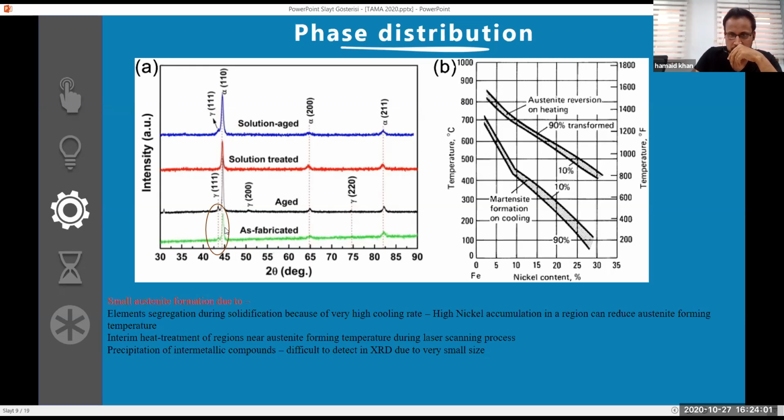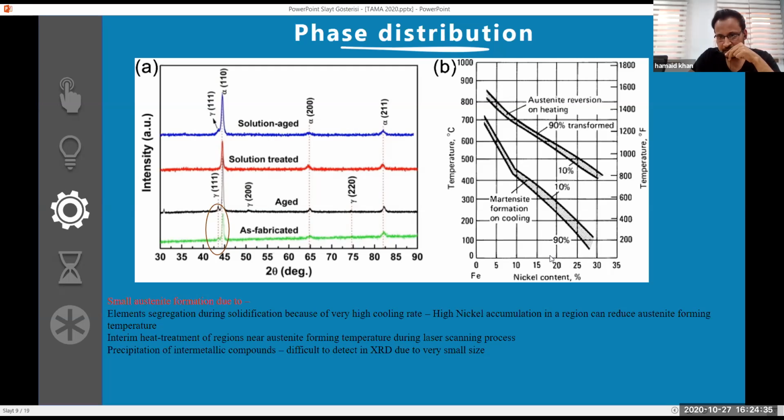But right now, in the as-fabricated state, you can see martensite is the peak one, having a preferred orientation here, although it can also appear in different directions, but this is the most preferred direction. And there is some austenite formation here. Austenite formation is all because of interim heat treatment. As I said, the blue region experiences interim heat treatment of cooling and heating sequences for hours. So that can result in the formation of retained austenite. And retained austenite generally happens because of elemental segregation. Now look at this diagram.